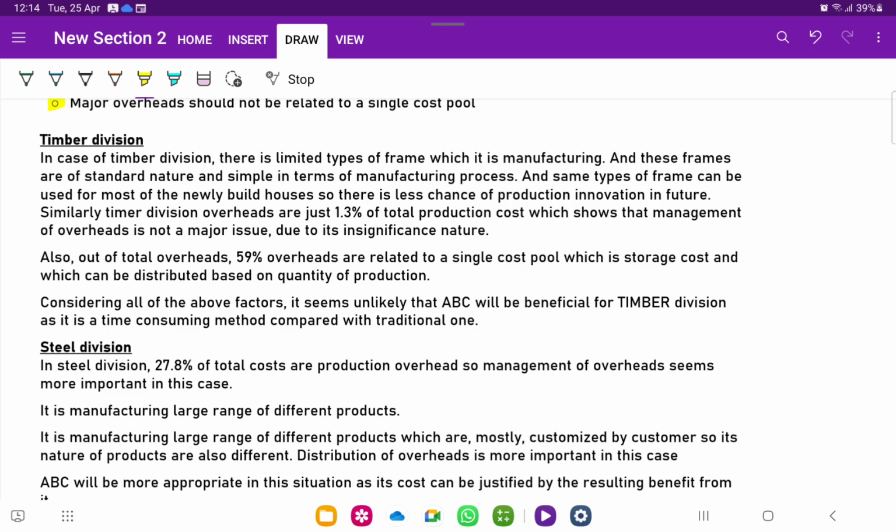So this is basically the end of the first introductory session, in which we have discussed the basic idea of activity based costing, right? I hope you understood this question.